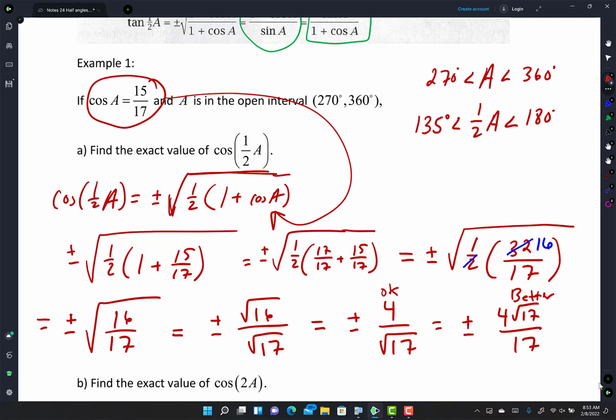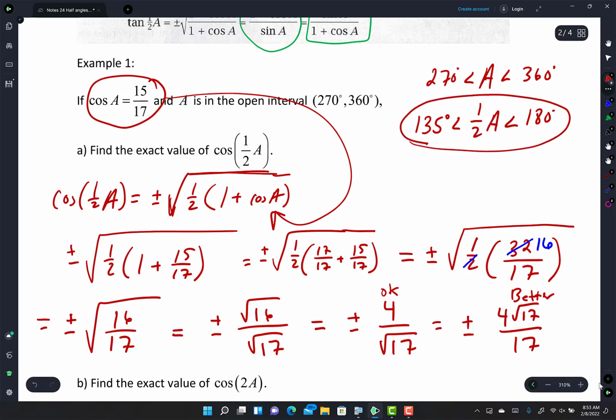So think about it. Cosine in quadrant 2, 135 to 180. Cosine in quadrant 2, is cosine positive or negative in quadrant 2? Negative. Circle the negative one. Do you see how we did it? All right. Let's keep going.